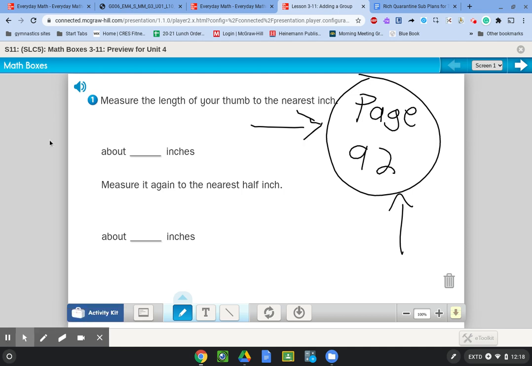Okay, now it is time to work on your math boxes for this lesson. So the math boxes are on page 92. And there are 5 of them to work on.